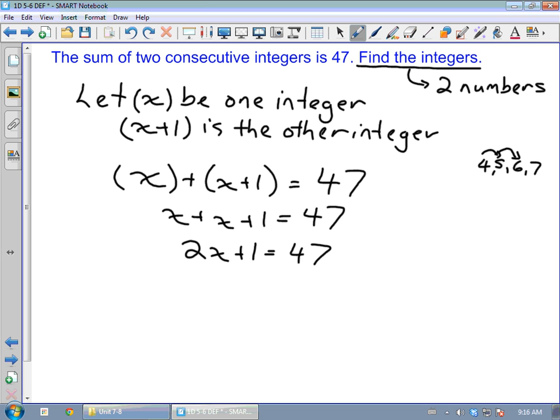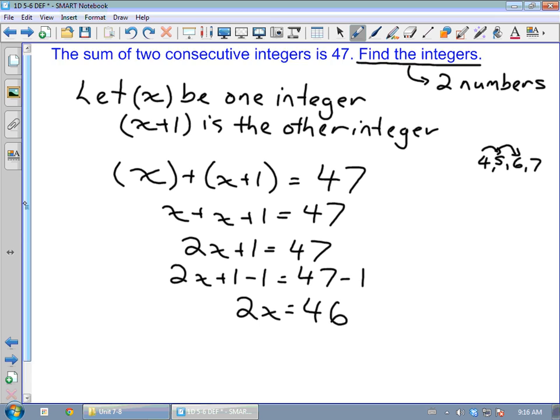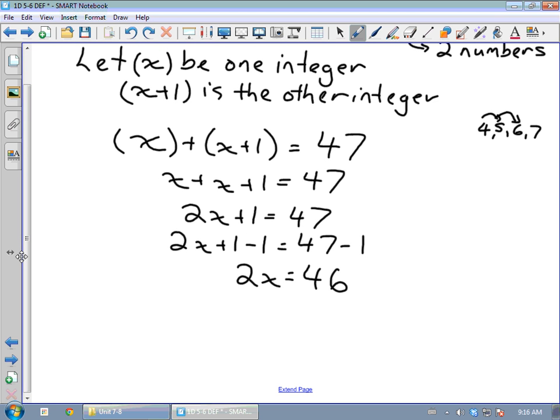I'm going to subtract the 1. So I'm going to subtract 1 from this side, and I'm going to subtract 1 from that side. And I got 2x equals 47 minus 1 is 46. Where do I go from here? 2x equals 46. How can I solve this?